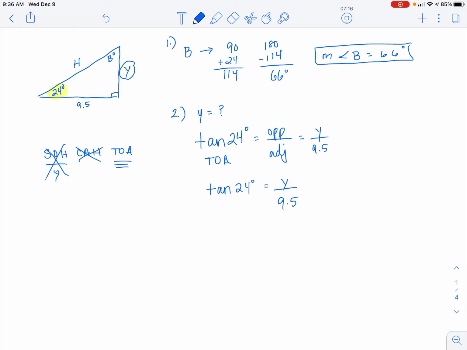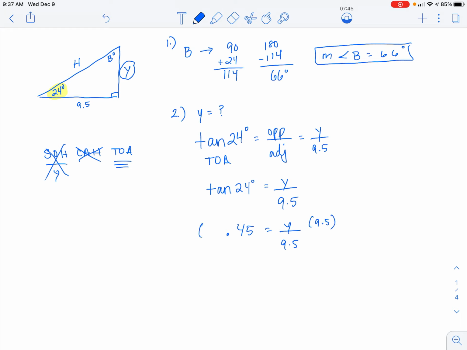So what we have to do here is figure out what tan 24 is. In your calculator, we learned how to use our calculators the other day. Everybody had a different one, so the buttons would go in a different order than others. However you remembered how to do this, in mine, I would put in 24 and hit tan, and I get 0.445. So I'm going to round that to 0.45. That's tan 24 equals y over 9.5.